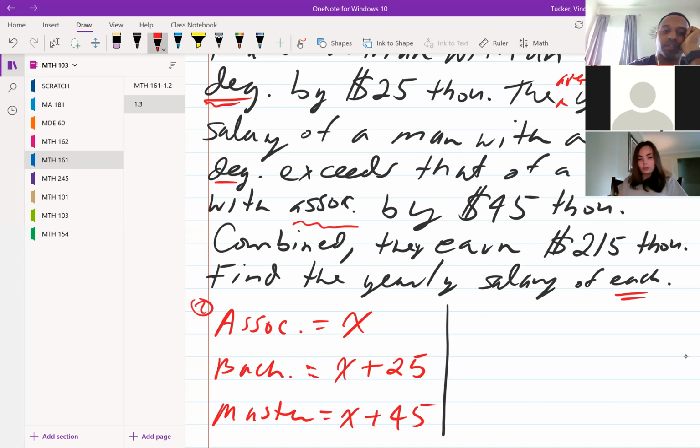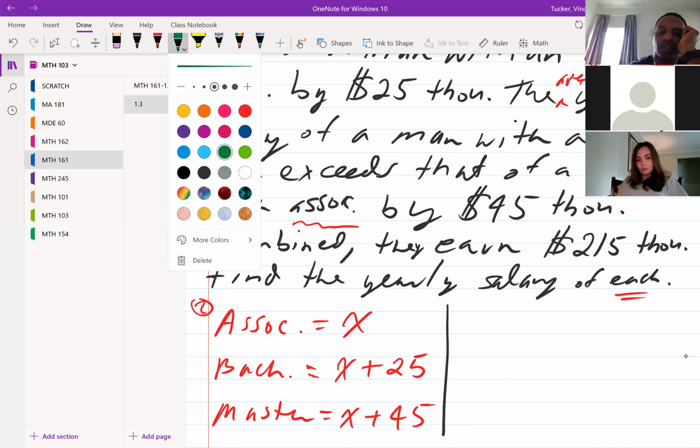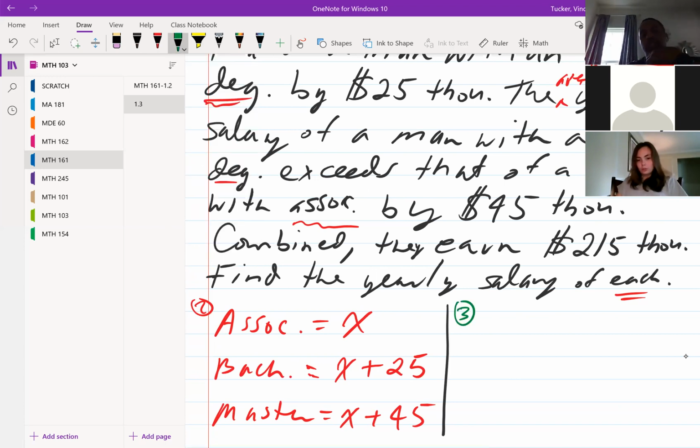And that is step 2 in the process. Step 3 is actually creating an equation. So the key word here, and there will always be a key word or two, a key phrase that will help you to establish what your equation will be. Here it is going to be "combined." If I'm combining something, I'm adding them together.